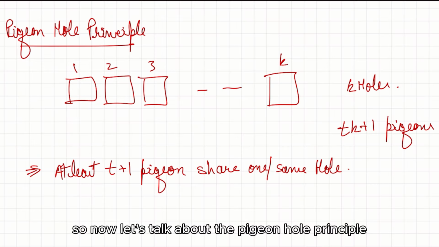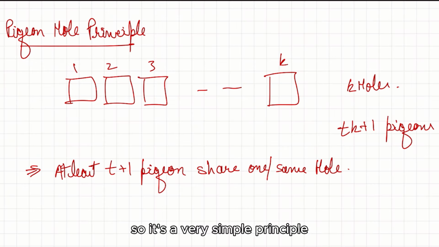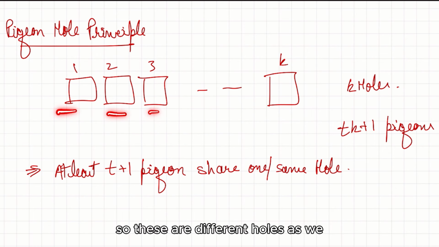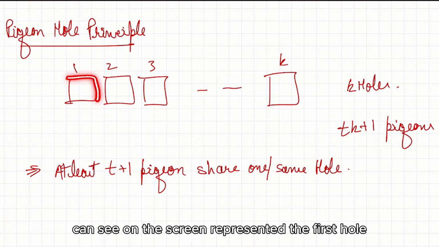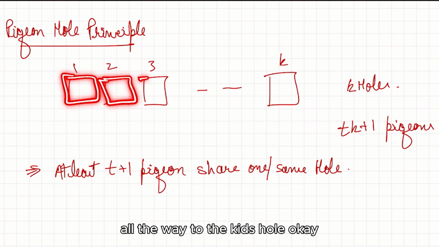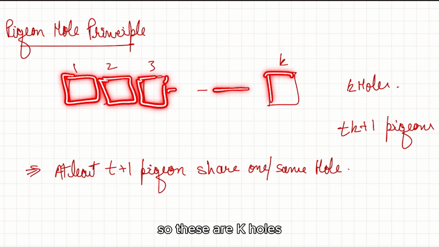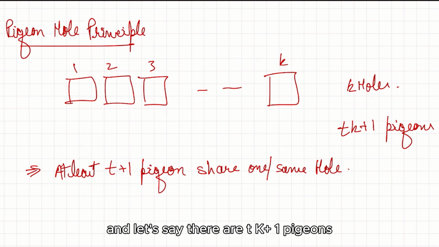So now let's talk about the pigeonhole principle. It's a very simple principle. What it basically says is you have, let's say, k number of holes. These are different holes as we can see on the screen, represented as the first hole, second hole, third hole, all the way to the kth hole. So these are k holes, and let's say there are tk plus 1 pigeons.